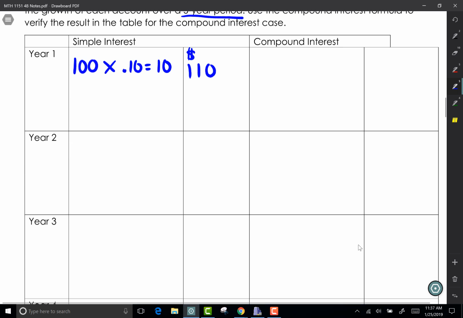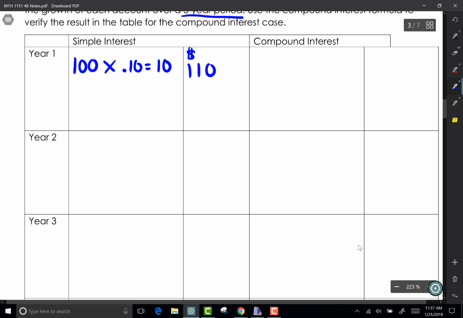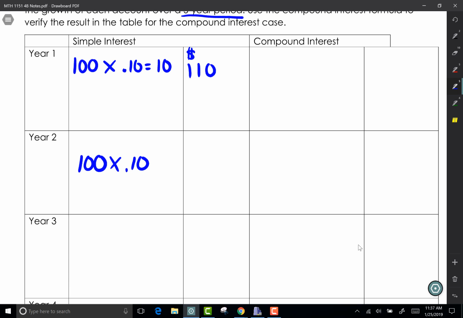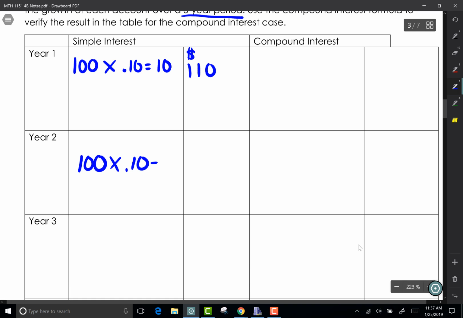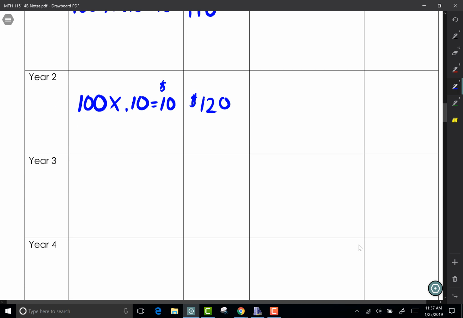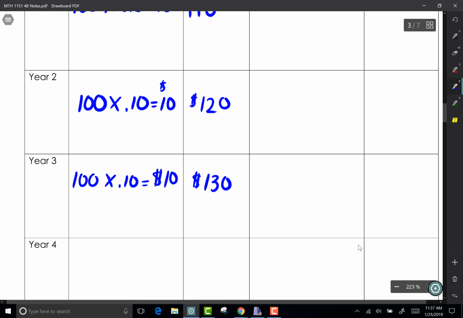Okay, now in year 2, I just repeat. I'm taking 10% of 100 because with simple interest, I only calculate it on the principal. I just made $10 in interest on the second year. So now I have $120. Okay, and we go through and repeat this process. For year 3, I calculate my interest. That's going to be $10. So on the third year, I'm going to have $130.